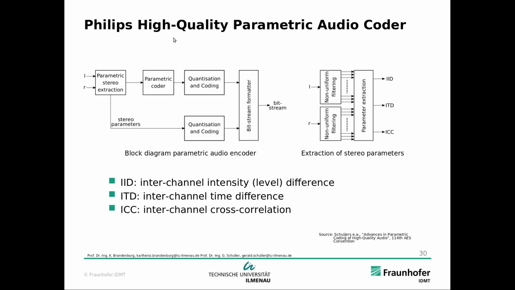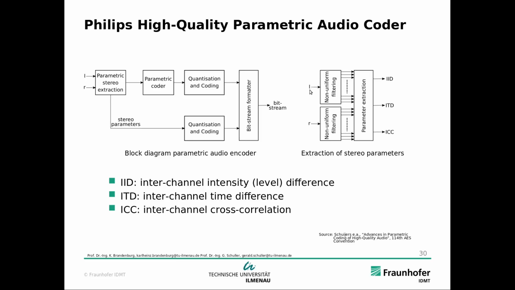So this is the Philips high quality parametric audio coder. Here's the encoder. We input a stereo signal, left and right. Here we have the parametric stereo extraction with the parameters going into the side information. And then we have the actual audio signal using a parametric coder for the audio signal. This does the extraction of the sinusoids and the noise. Here the quantization, coding and transmission. And then here we have the same for the stereo parameters.